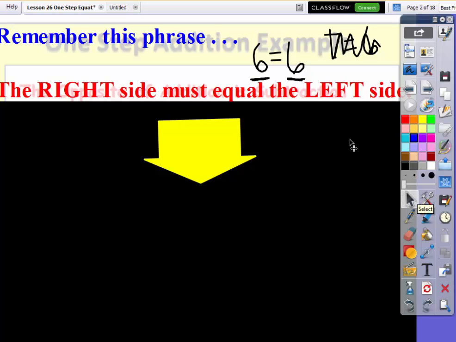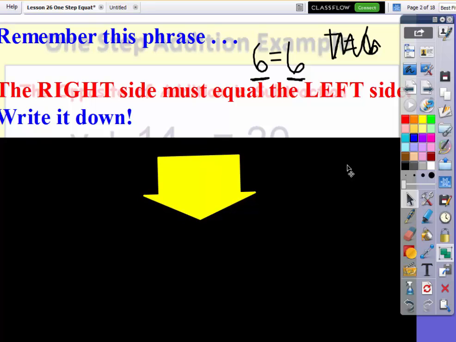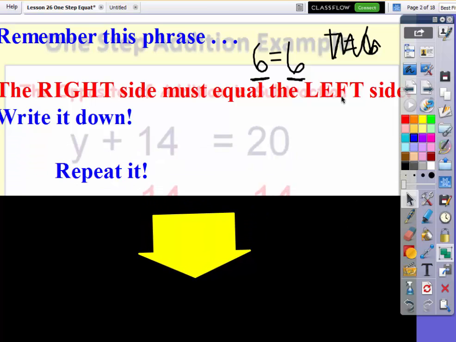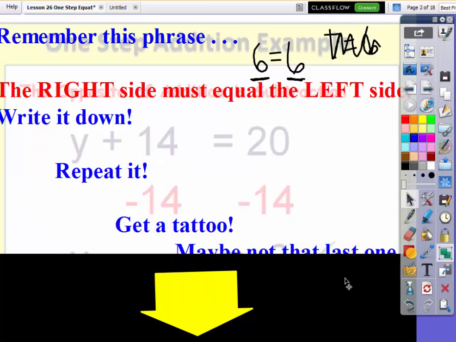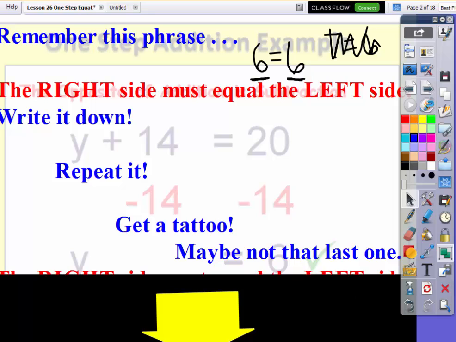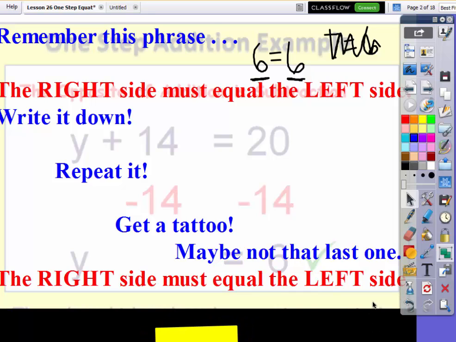We're going to see why this is important with variables. Write it down. Remember that phrase by repeating it. Get a tattoo if you're really dedicated, but you probably won't want to. But you need to remember that the right side of an equation must always equal the left side, and vice versa. The left side must always equal that right side of an equation.